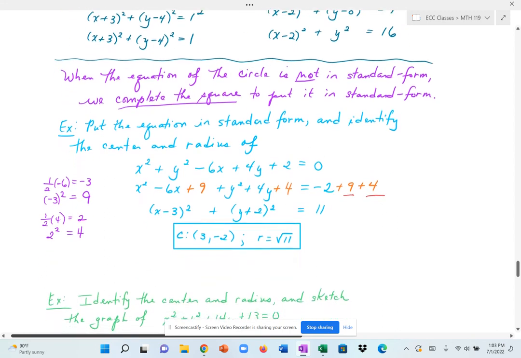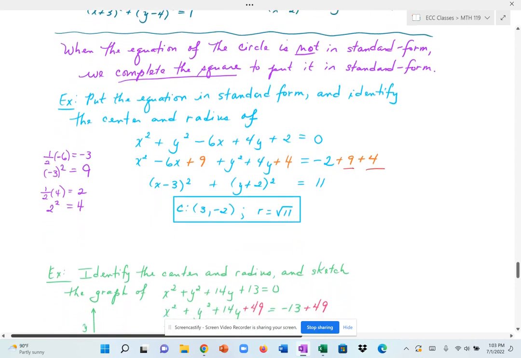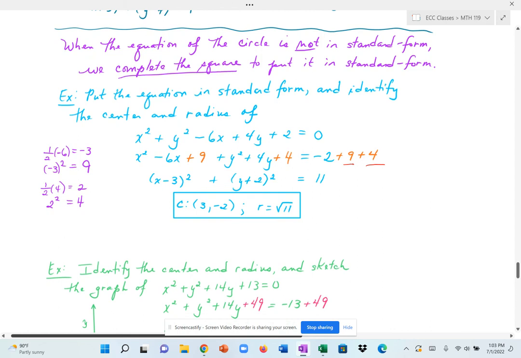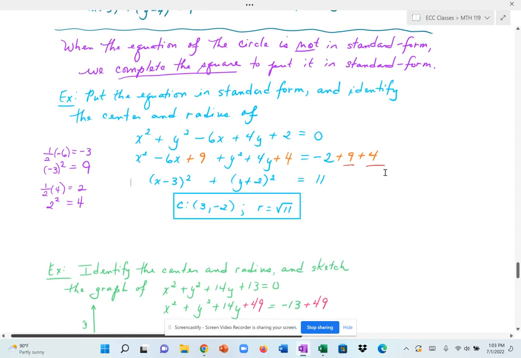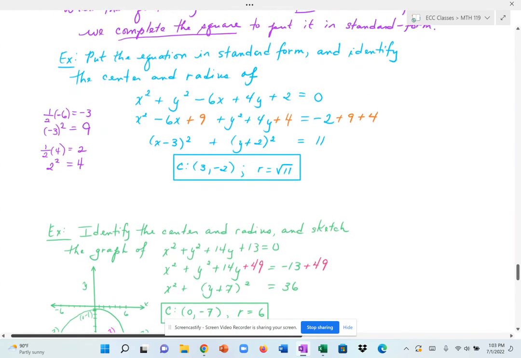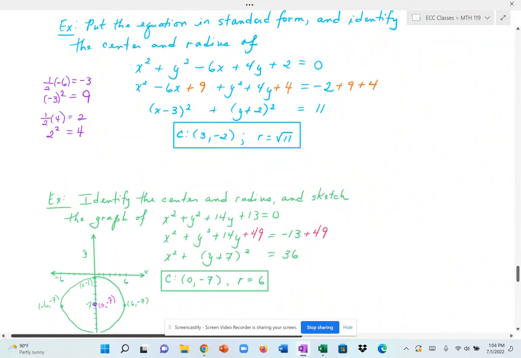Okay. Here's another one. We want to identify the center and radius, and then we'll sketch the graph of x squared plus y squared plus 14y plus 13 equal to 0. This one's actually a little bit easier because I only have an x squared. I don't have an x term, so I'm not going to have to complete the square on both of them. So all I did was I moved the 13 over to the right. I took half of 14, which is 7, and then you take the 7 and you square it. And that's the number that gets added to both sides of the equation.